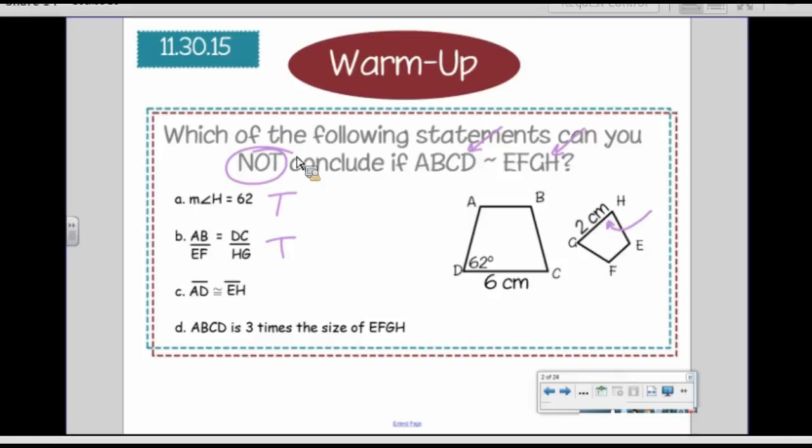Okay. AD is congruent, that's what this symbol means, to EH. AD is the same length as EH. Now, I agree that AD is listed first and fourth, and EH is listed first and fourth. But does that mean that they're congruent? No, it means they are proportional. So there's our false. ABCD is 3 times the size of EFGH.